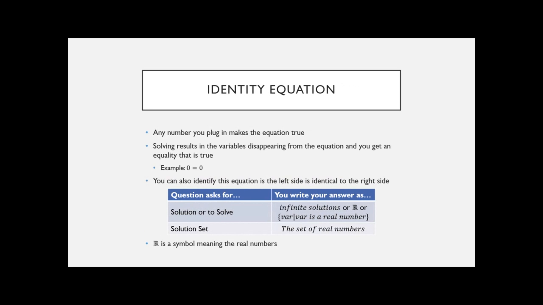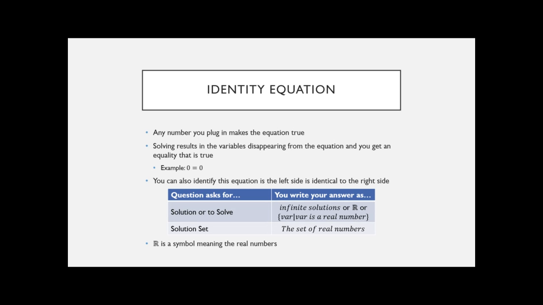Then we have the identity equation. And this basically is the type of equation where your left side and right side are identical, hence the name identity. And you'll find that no matter what number you plug in for x, you're always going to make the equation true. So you can plug in any number you want and it will work in that equation. You can identify this type of equation when you're solving because your variables disappear, just like when you're solving the contradiction equation. But now you have an equation that's true. So you solve and you get 0, but you get 0 equals 0.